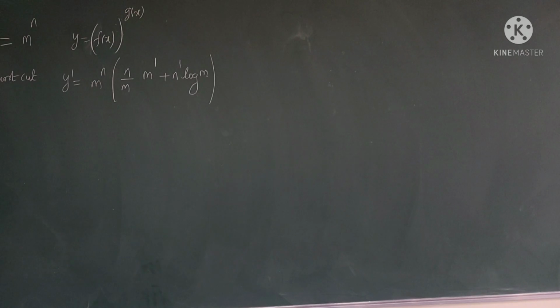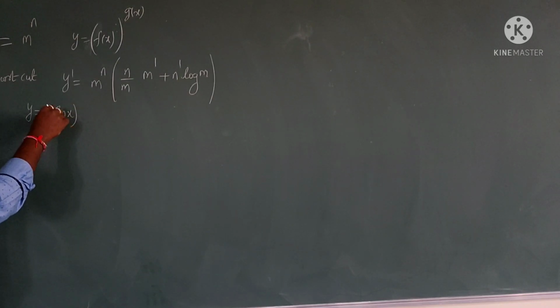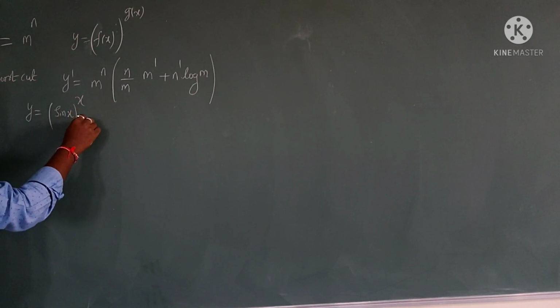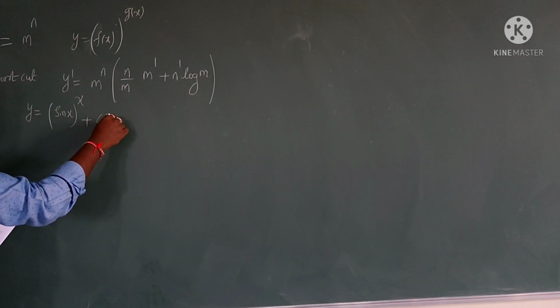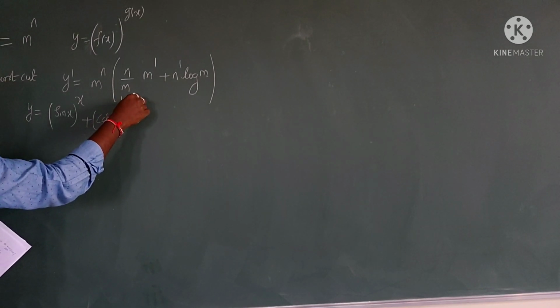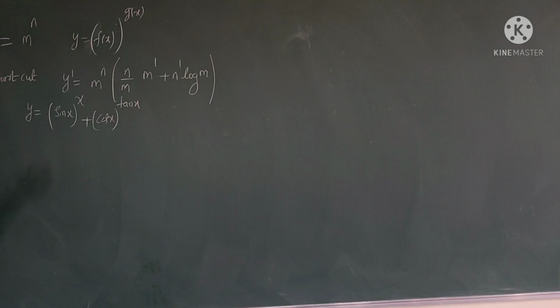Example I will explain. It will be asked in NDA also. This type of questions will come in NDA also. y is equal to sin x power x. KCT also they will ask. Cos x power tan x. Now I have to find this. They may ask you individually, but I am taking a combination of this. y is equal to sin x power x plus cos x power tan x, and you want to differentiate this. What is the dy by dx?